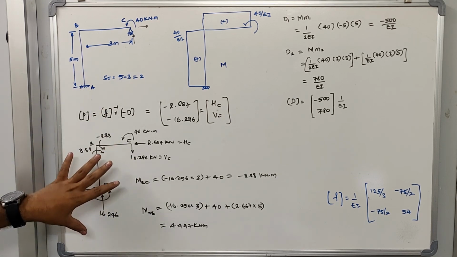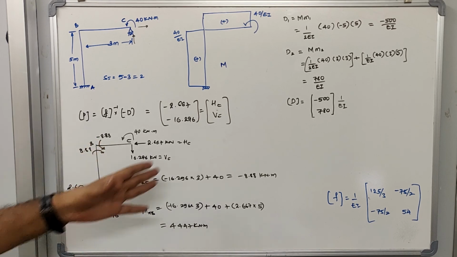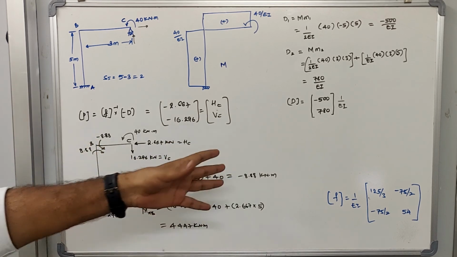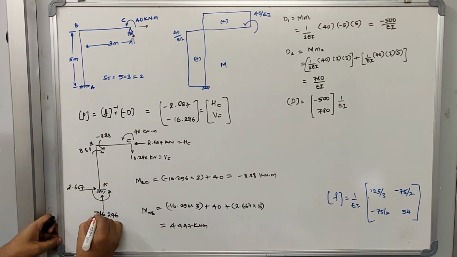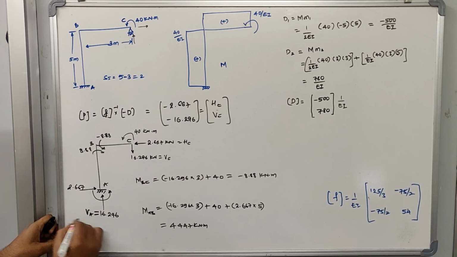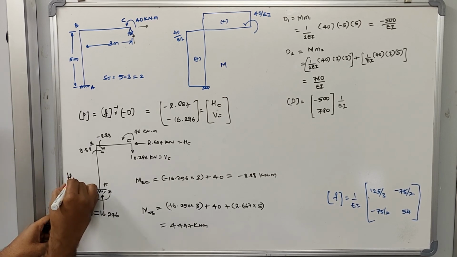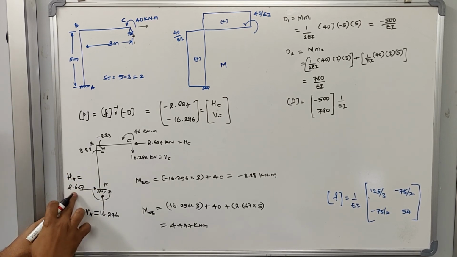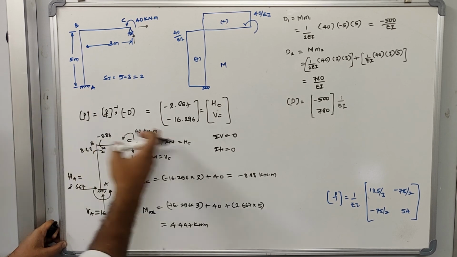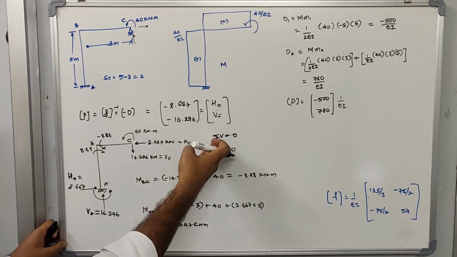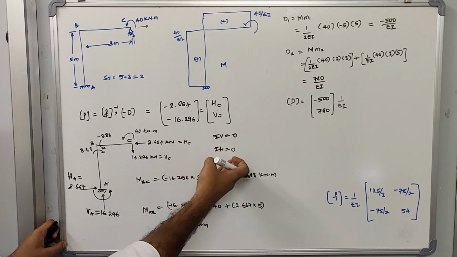From these values of moments and reactions, you can solve for the shear force diagram and also the bending moment diagram. One more thing, as you can see here, I have written the vertical and horizontal reactions: VA, the vertical reaction, and HA, the horizontal reaction at joint A. We can determine them using the equilibrium equations, which are sigma V equal to 0 and sigma H equal to 0.